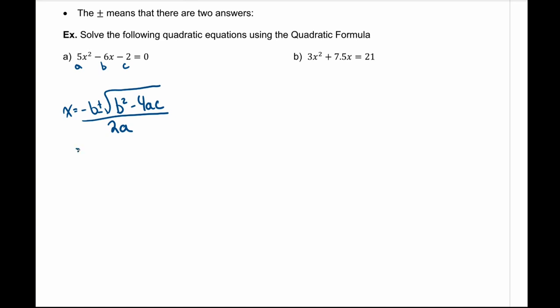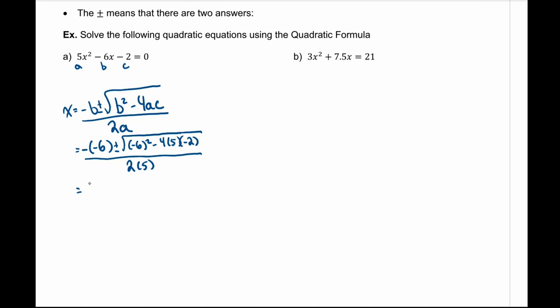I'm going to plug in my values. So negative, because the negative does come from the equation, negative 6 for the actual value, plus or minus the square root of negative 6 squared, minus 4 times 5 times negative 2. Again, make sure you're taking the sign in front of the value as well. And then 2 times 5.